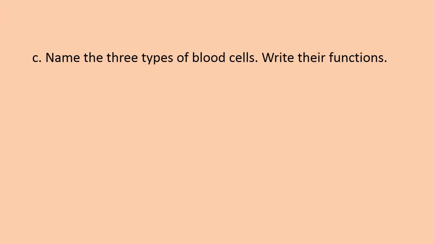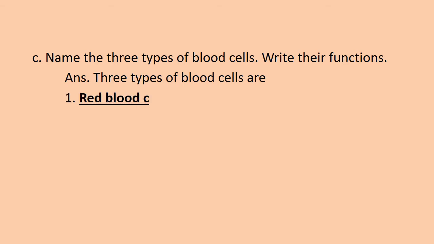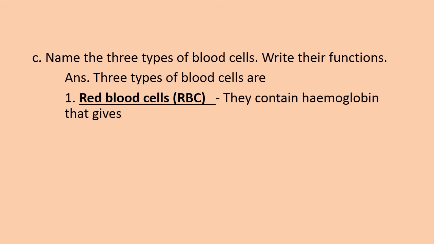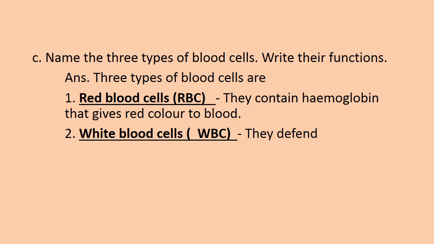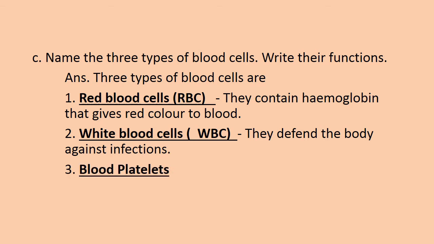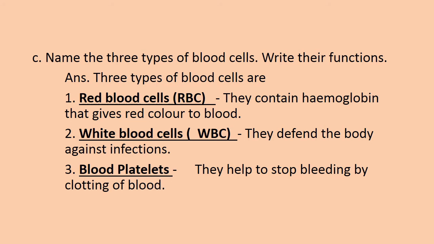Part C, name the 3 types of blood cells. Write their functions. The 3 types of blood cells are: first, red blood cells, RBC. They contain hemoglobin that gives red color to blood. Second, white blood cells, WBC. They defend the body against infections. Third, blood platelets. They help to stop bleeding by clotting of blood.